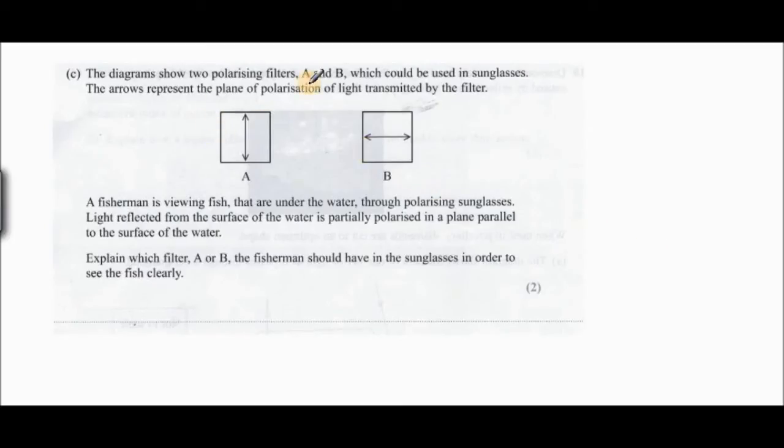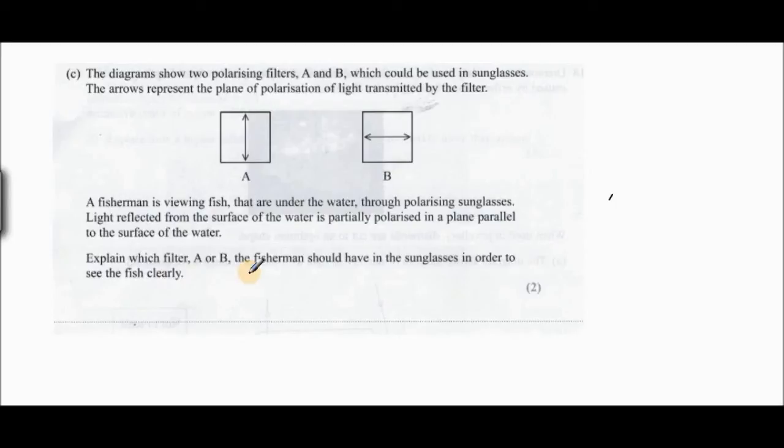Diagram shows two polarizing filters A and B, which could be used in sunglasses. The arrow represents the plane of polarization of light transmitted by the filter. This is filter A and this is filter B, vertical and horizontal. A fisherman is watching fish under the water through polarizing sunglasses. Light reflected from the surface of the water is partially polarized in a plane parallel to the surface of the water. Explain which filter, A or B, the fisherman should have in the sunglasses in order to see the fish clearly.